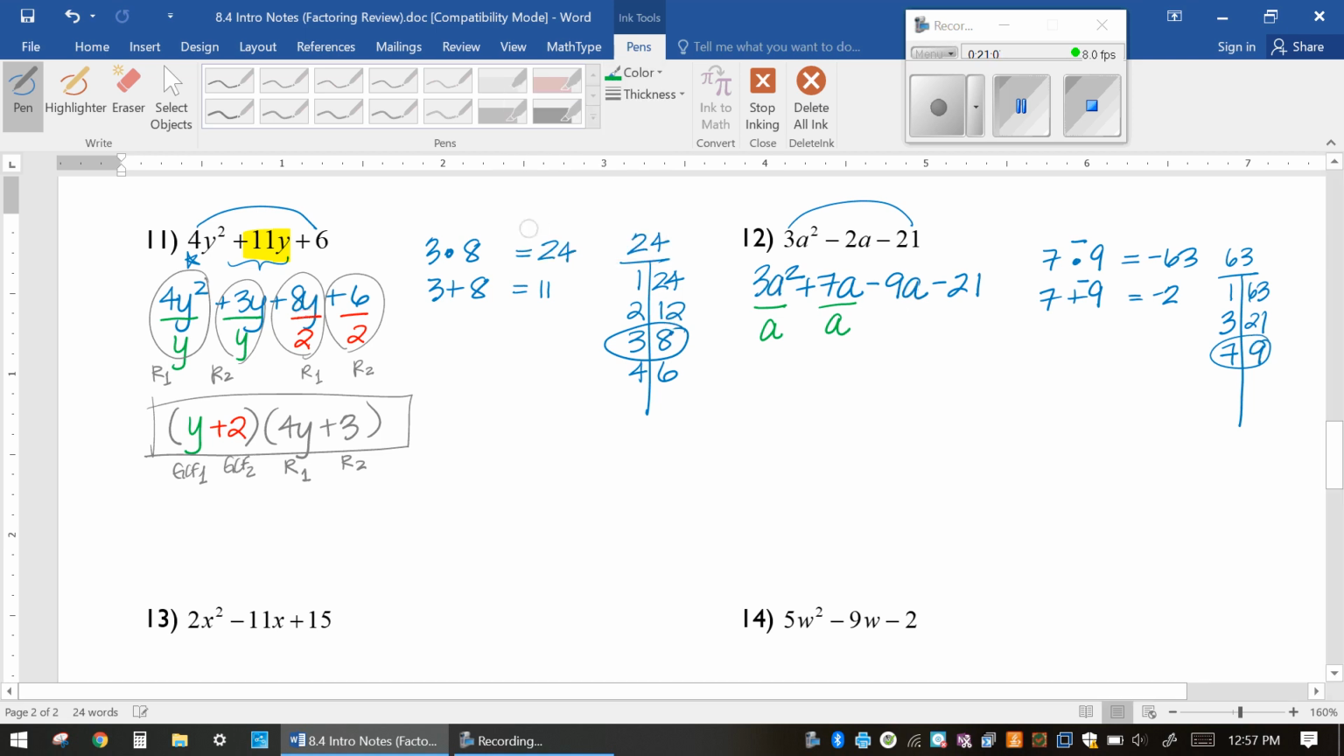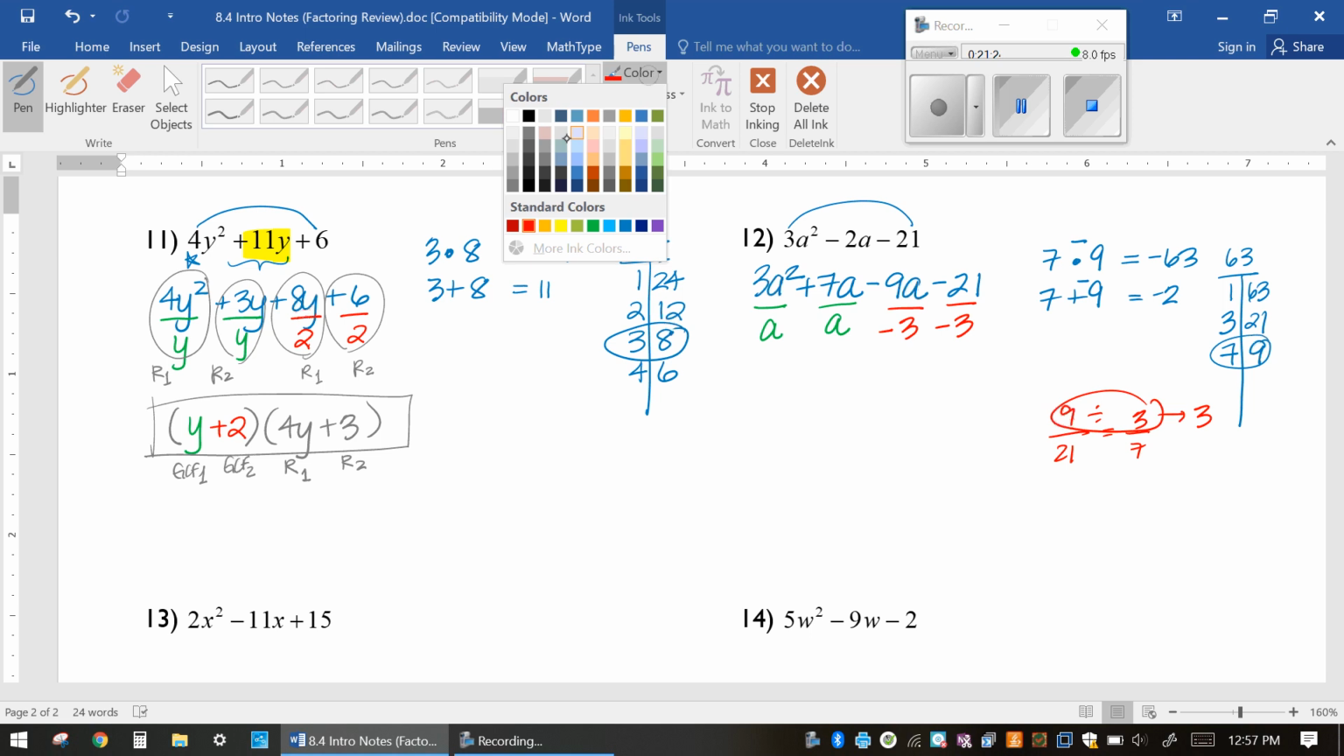I'm going to take the GCF of the second two terms, which is -3. If you take 9 over 21 and reduce it, you get 3/7. So the GCF is 3, in case you're wondering where I got the 3.